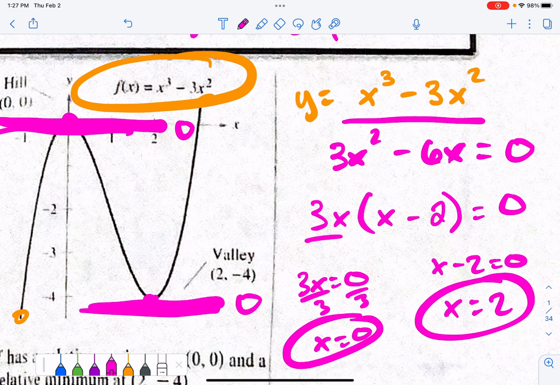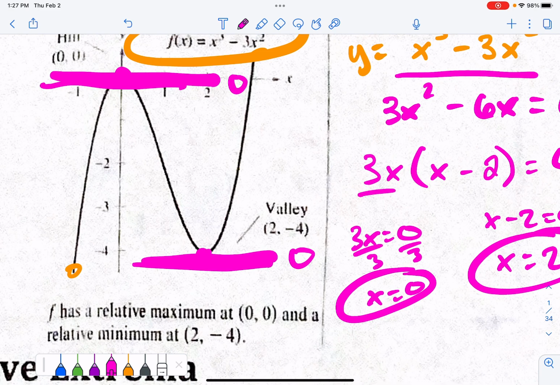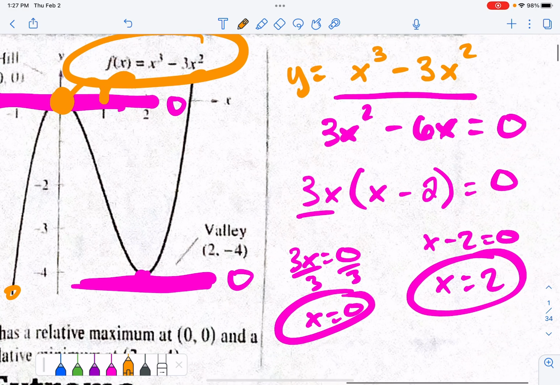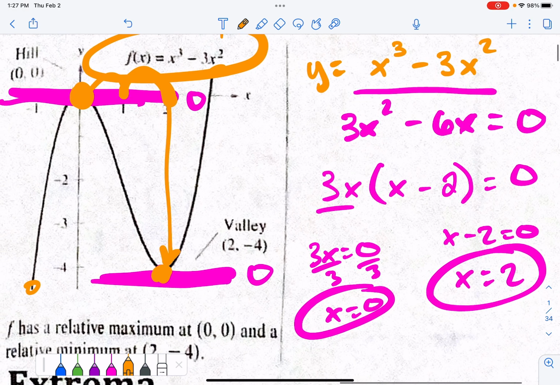Now let's look at the graph. Let's confirm with the graph. Do I have a maximum or a minimum at an x coordinate of 0? Yes. Do I have a maximum or a minimum at an x coordinate of 2? Yes, right there. So the reason you plug 0 and 2 in is to figure out the y coordinate, and you can see which one is higher or lower.